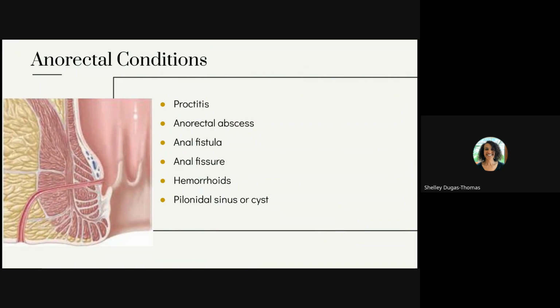So proctitis is an inflammation of the rectal lining. Anorectal abscess is a collection of pus near the anus or rectum. Anal fistula is an abnormal tract connecting the anal canal to the skin. Anal fissure is a tear in the lining of the anus. Hemorrhoids are swollen veins in the rectum or anus. Pilonidal sinus or cyst is an infection or cyst near the tailbone, often containing hair or debris.